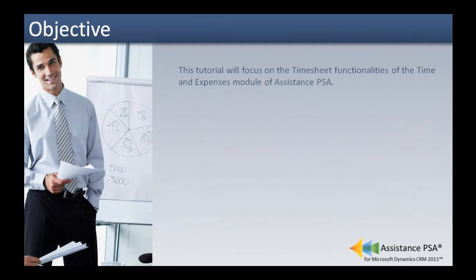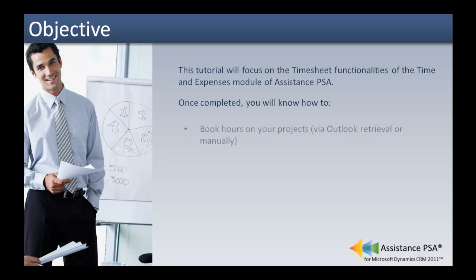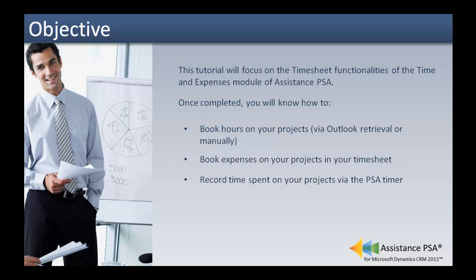This tutorial will focus on the timesheet functionalities of the Time and Expenses module of Assistance PSA. Once completed, you will know how to book hours on your projects via Outlook retrieval or manually, book expenses on your projects while still in your timesheet, record time spent on your projects via the PSA timer, and make use of all other functionalities available in the timesheet. It is highly recommended that you have completed the course on projects prior to following this tutorial.